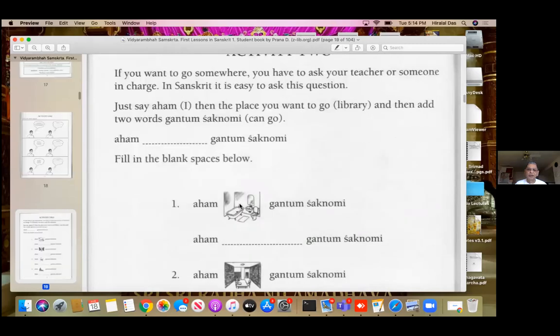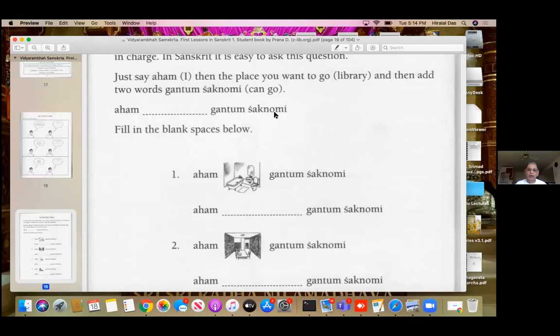Here, you see there is a sentence given. Aham blank gantum saknomi. You can end with va here, which means question mark. Okay, so we have to fill in the blank here. So aham, and there is a picture here, gantum saknomi. So from the picture you recognize what it is. So it is a toilet. So the word for toilet is sauchalayam. So use aham sauchalayam gantum saknomi va, like that.